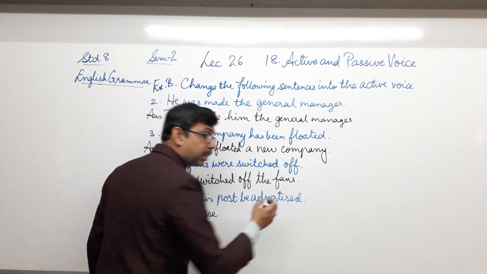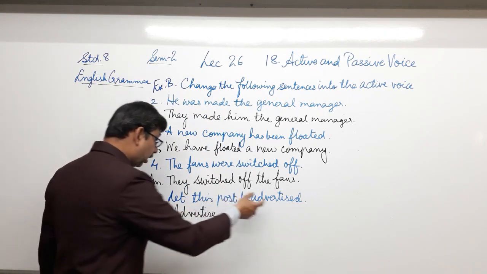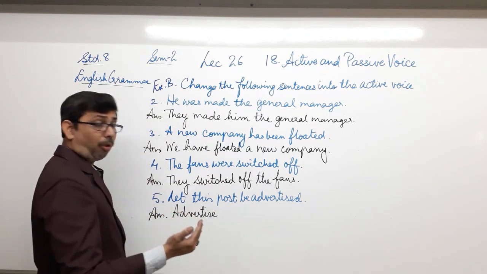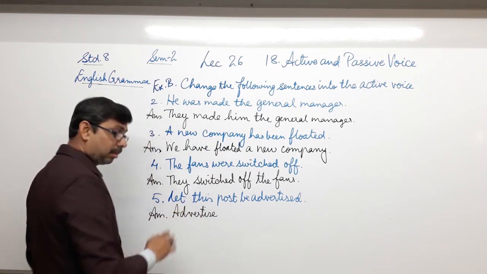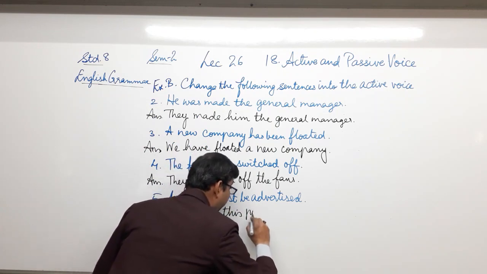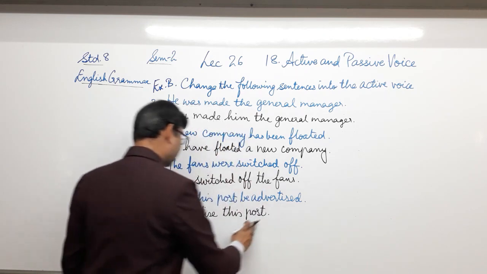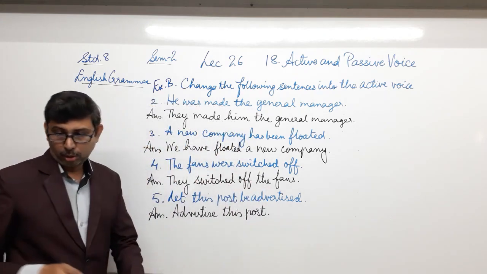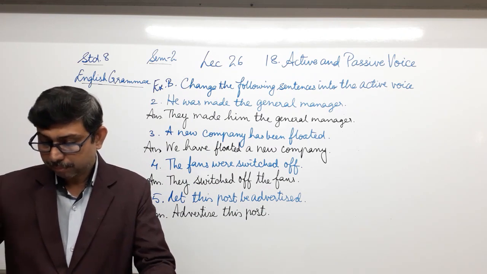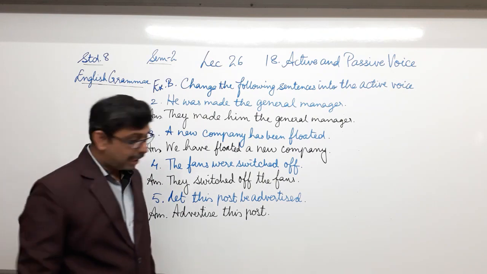Where the word advertised was in the past participle form of the verb. Hence, here the sentence, if you see, let this post be advertised, is in the present form. Hence, advertise this post. A commanding imperative sentence. Advertise this post. I hope you understood this well. Next one we have. They were refused admission.